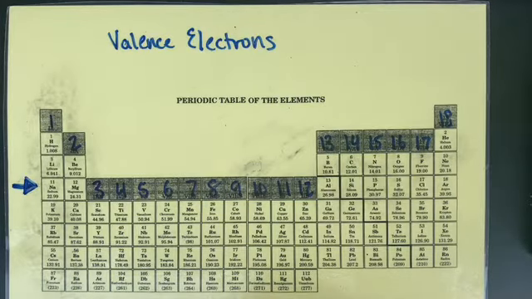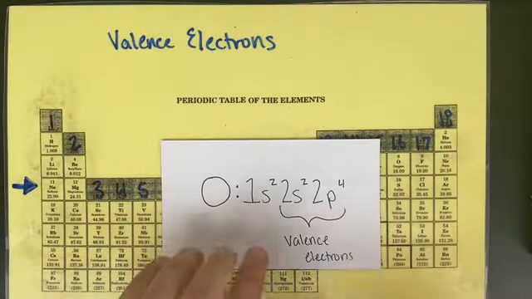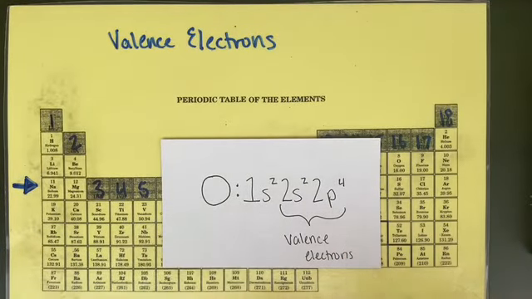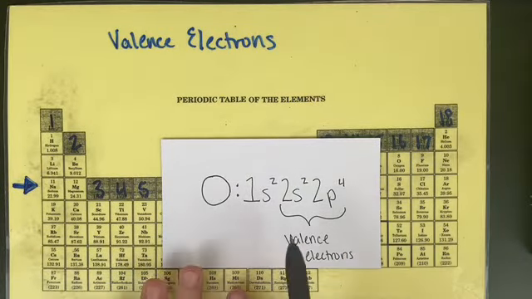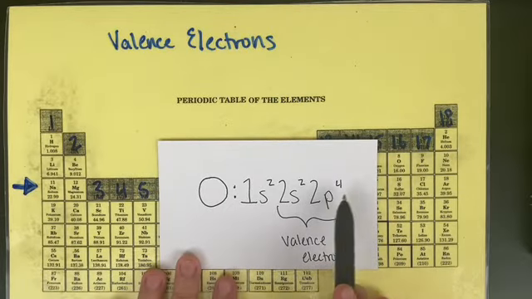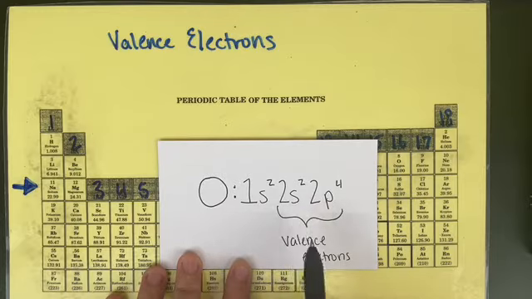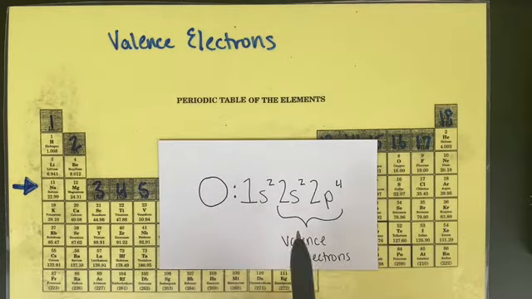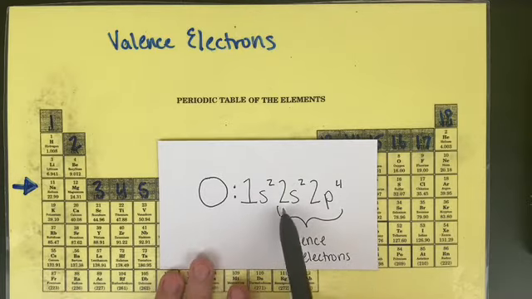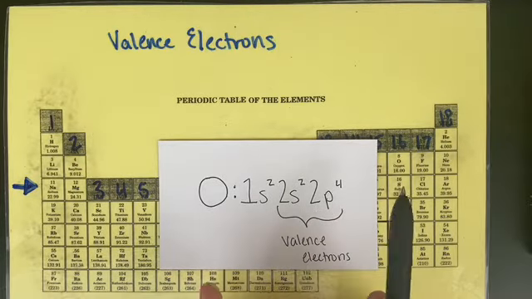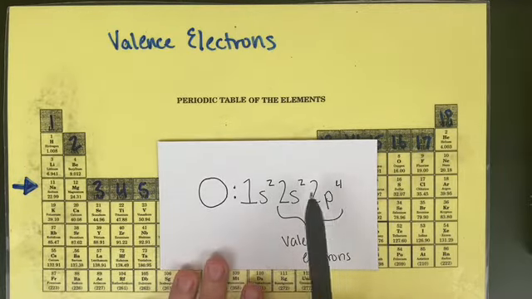We need to learn a little bit more about valence electrons. So far, the way we figured out how many valence electrons there are in an atom is by looking at their electron configuration. So oxygen's electron configuration is here, and we said that the valence electrons are the ones that are in the outermost energy level, so their highest energy level. And that's usually going to be the outermost s and p energy levels.